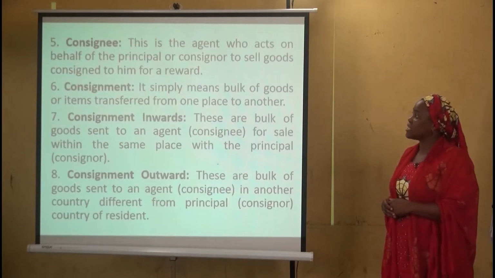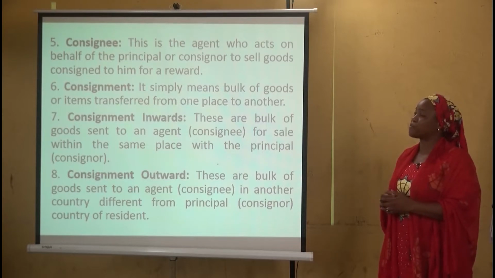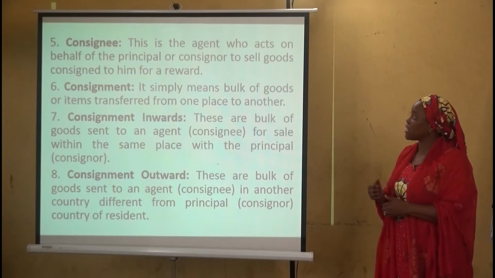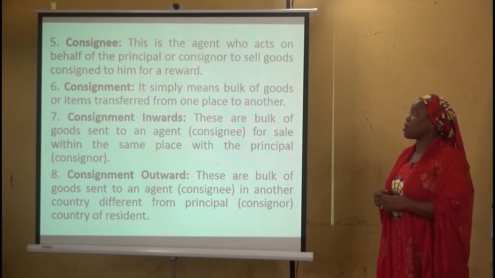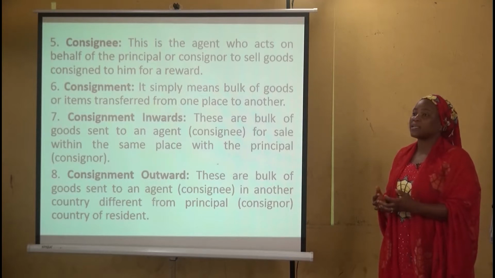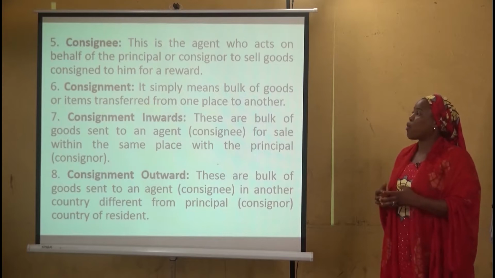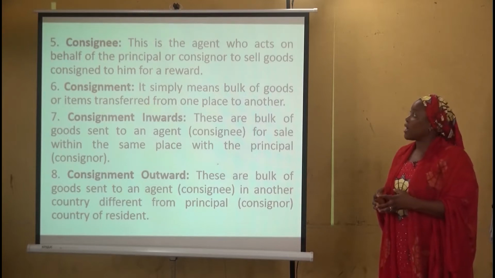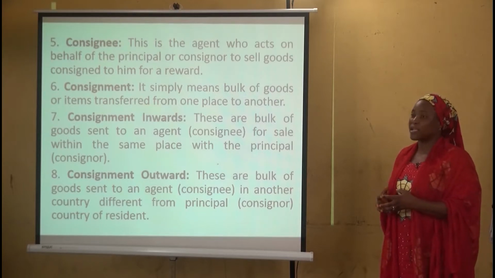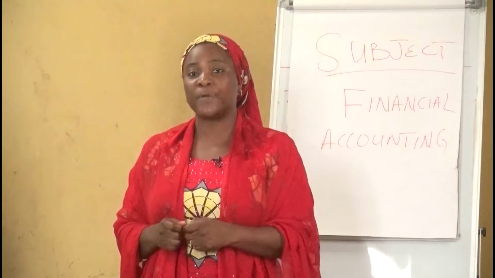Then the consignee. This is the agent who acts on behalf of the principal or the consignor to sell goods consigned to him for a reward. The consignee is an agent. Another name for a consignee is an agent who sells the goods consigned to him, and he is paid a reward for work being done.